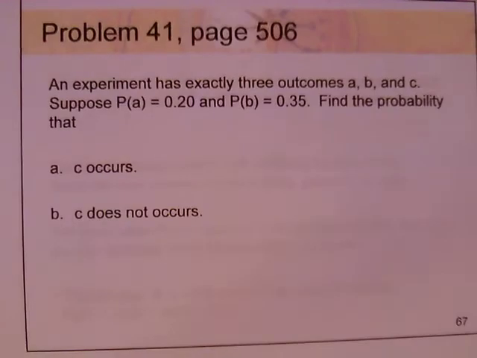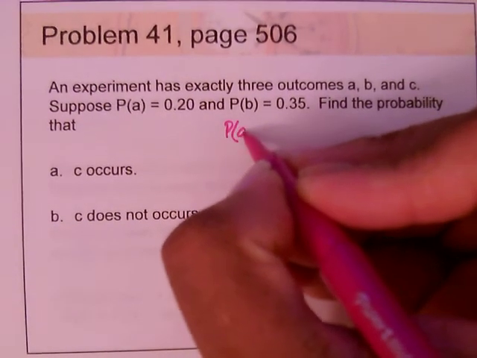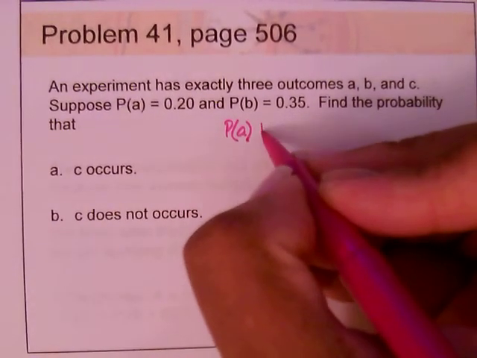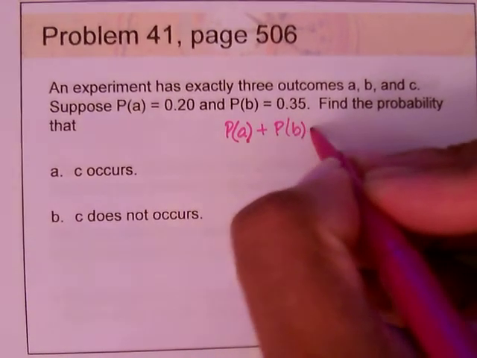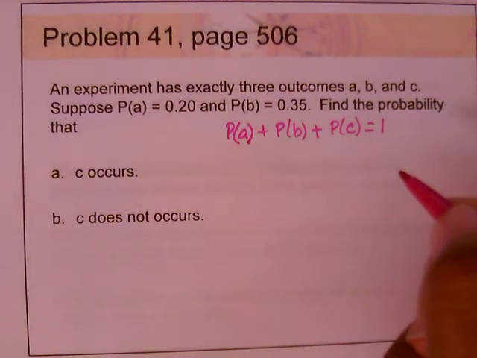All right, now here's another example that deals with the complement. An experiment has exactly 3 outcomes, A, B, and C. Suppose the probability of event A is 0.20 and the probability of event B is 0.35. Find the probability that in part A, C occurs, and in part B, C does not occur. Well, I know this. We'll start with part A. The probability of event A, the probability of B occurring, and the probability of C occurring does equal 1.